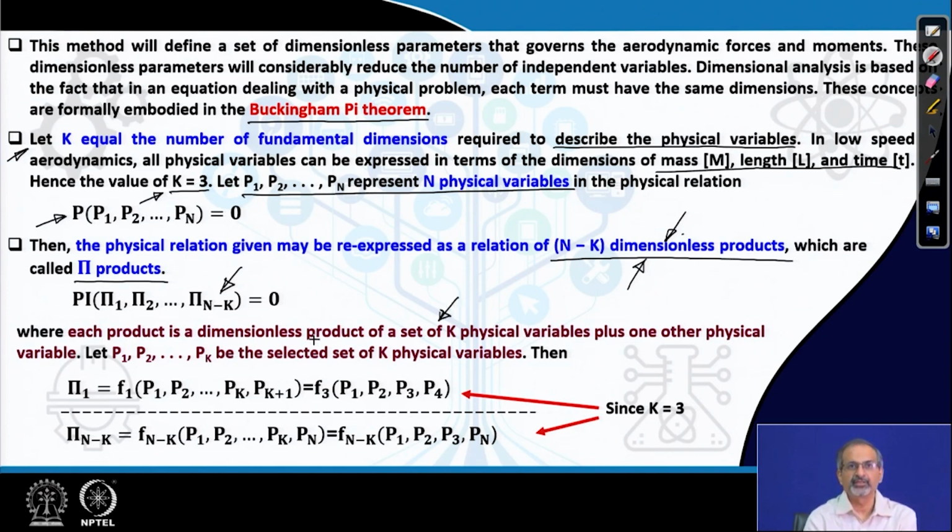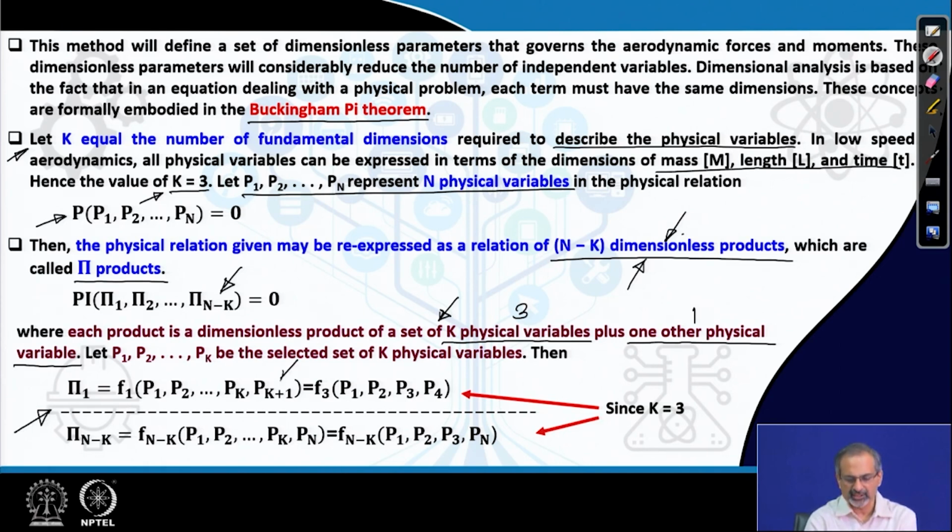Each product is a dimensionless product of a set of k physical variables. So, in our case, for the low speed flows, k is equal to 3. So, 3 physical variables plus one other physical variable. That means, each pi product will therefore have 4 physical variables involved. Now, these 3 physical variables that we choose will be fixed for each pi product. Only the one additional physical variable will be changing from one pi product to the other. So, that is how we define the pi products here.